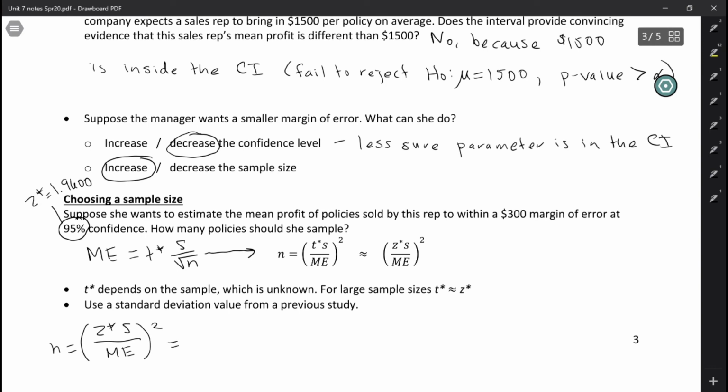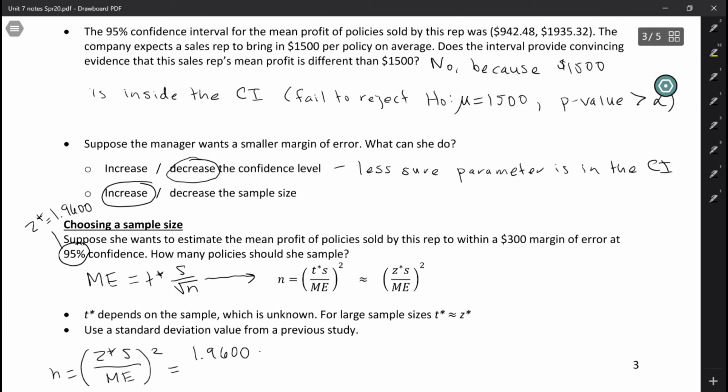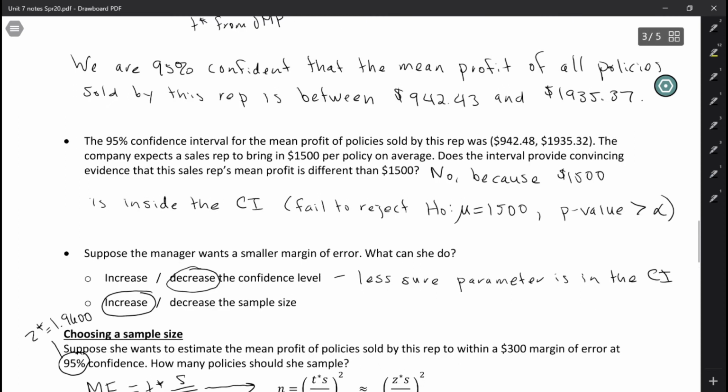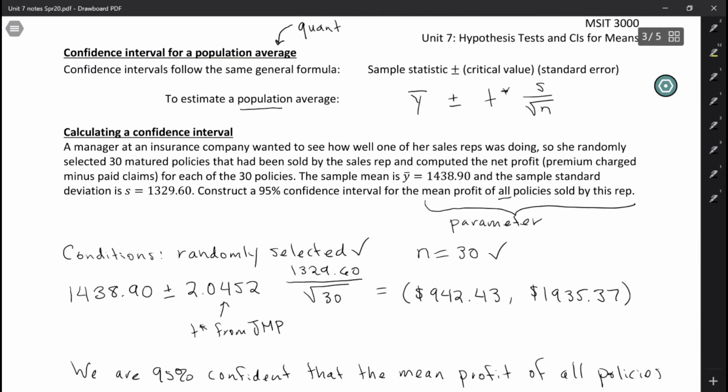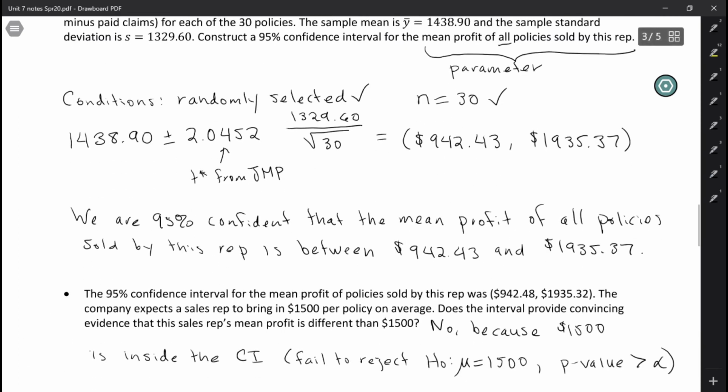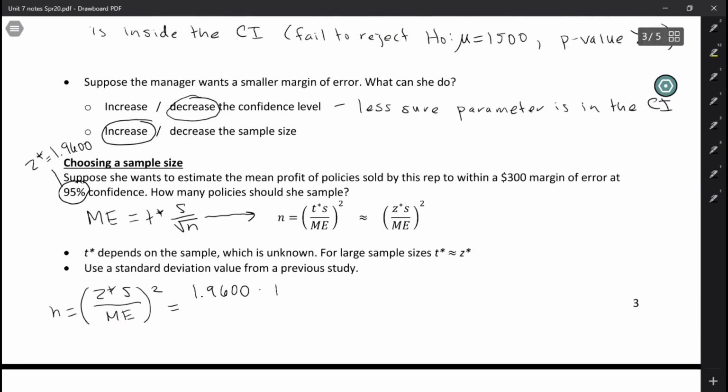Okay, so I'm going to plug that in. Then I'm going to multiply that by the standard deviation from the previous study. So let's see, $1,329.60. That's my standard deviation. And then for my margin of error, it tells me that we want to estimate to within a $300 margin of error, so that's what I'm going to plug in here.